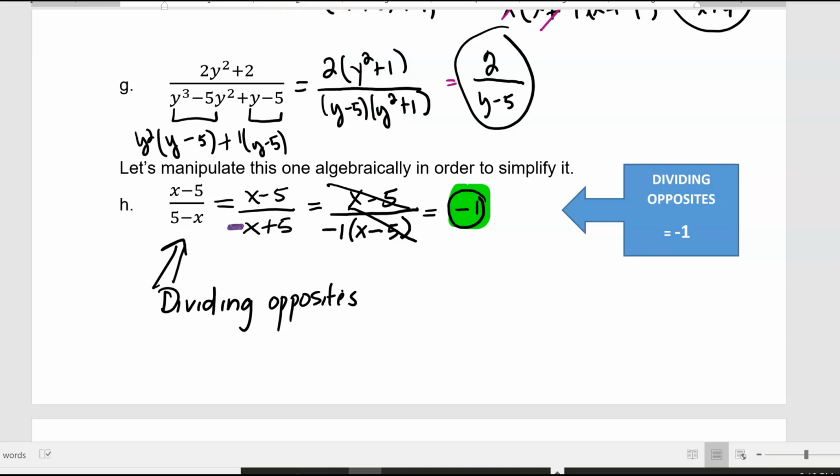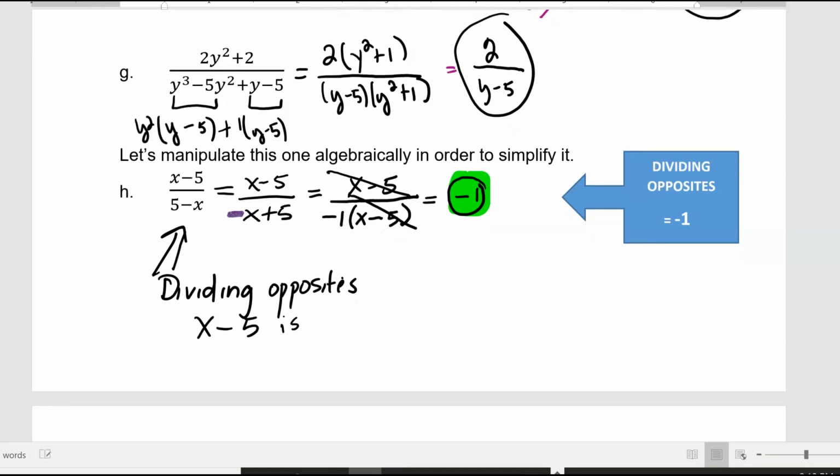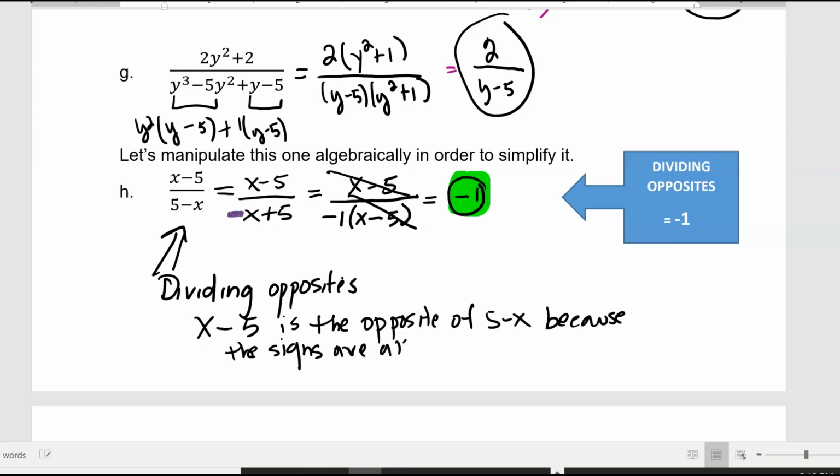So again, dividing opposites, I mean that x minus 5 is the opposite of 5 minus x because the signs are all opposite each other.